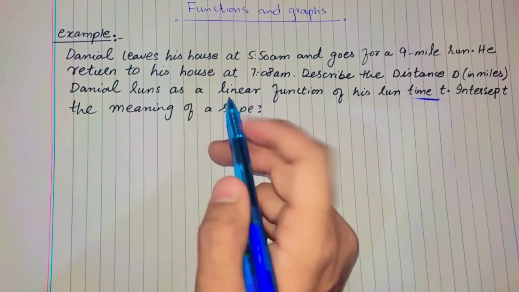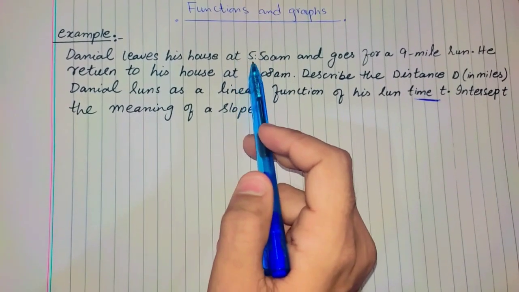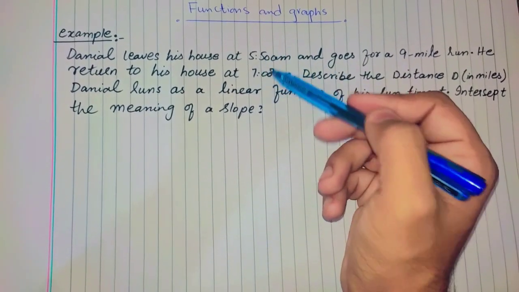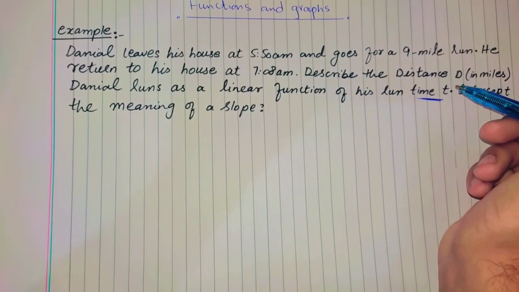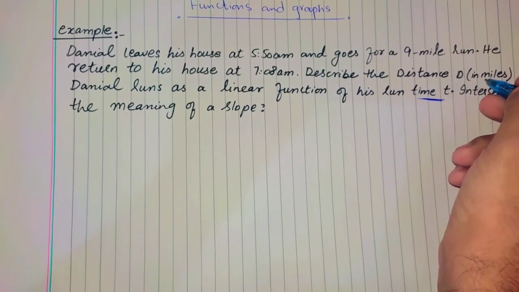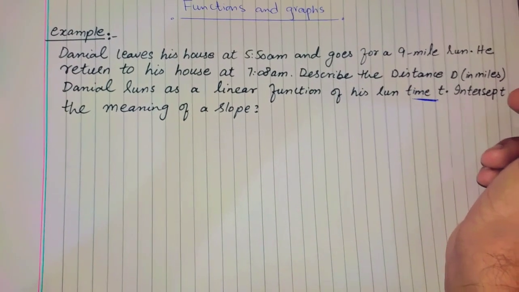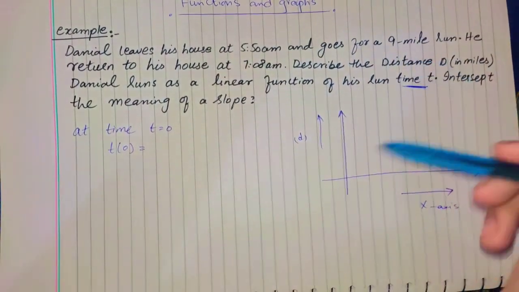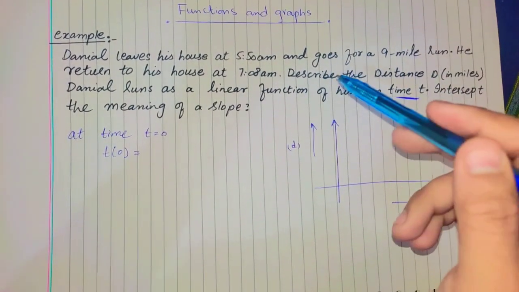So you are given the time that he started running and the time of his returning to his house. You have to describe the distance in miles, and you are supposed to interpret the meaning of the slope which you have calculated in this question. We are supposed to sketch the graph first for this word problem.